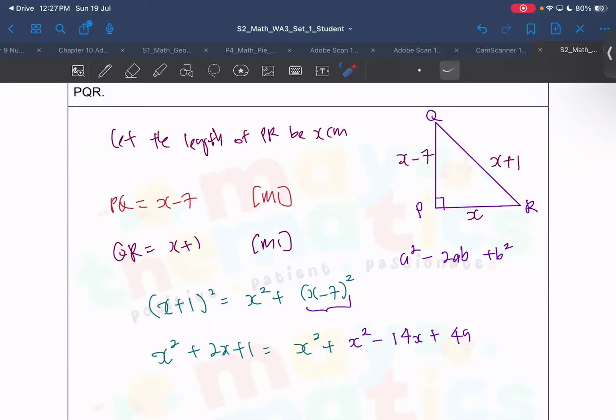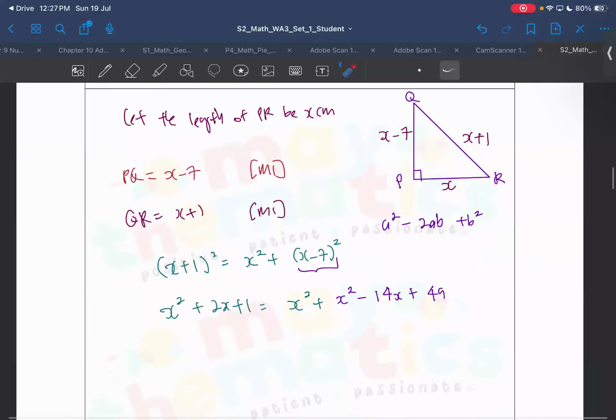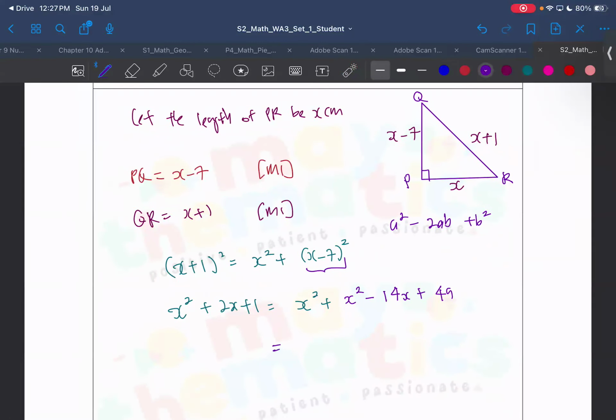Now B squared will just take 7 squared, which is 49. And this one is plus. So even though you take the minus here, you don't have to worry about it. Focus on the letter, B. Okay, so equals to, bring all the x squared to the left side. I'll be left with how many x squared? Minus x squared. Correct. And then 2x minus 14x.